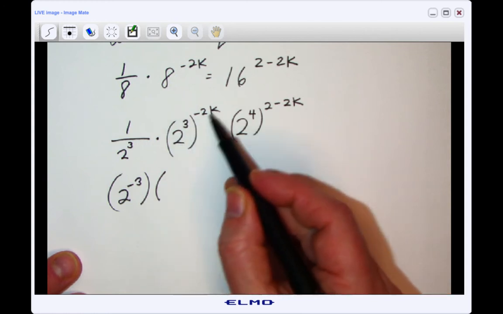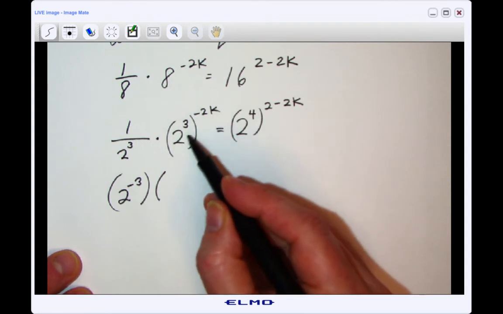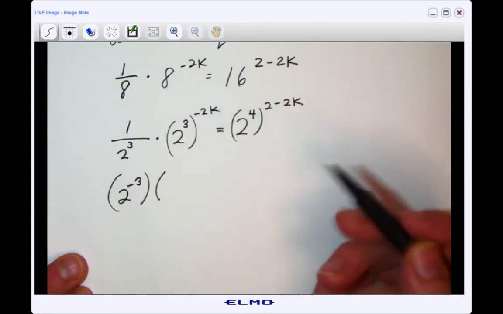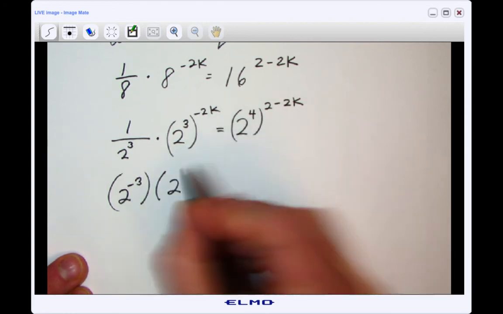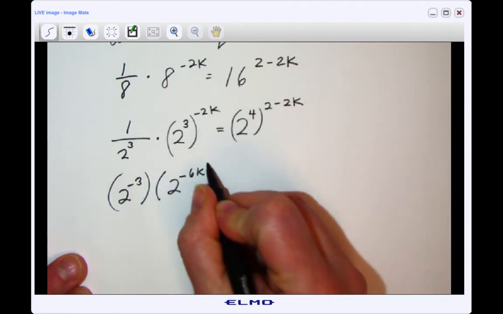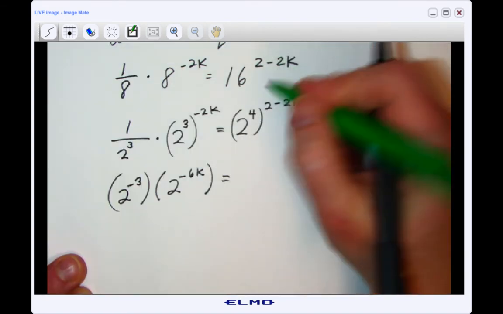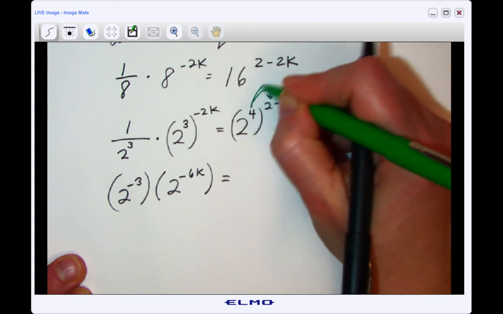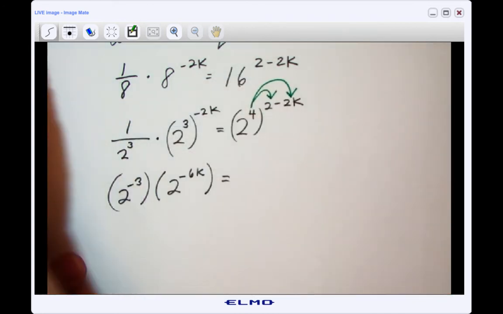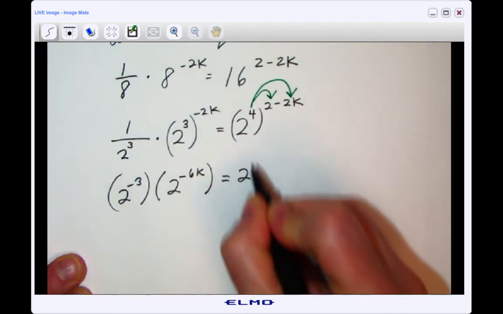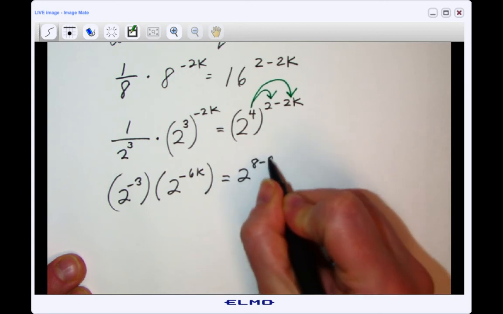Now this one I'm going to go ahead and simplify. And we have raising a power to a power. If you remember, when we raise a power to a power, that means multiply the exponents. Now over here I'm going to multiply also, but keep in mind that I have to distribute when I multiply here. So this is actually going to be 2 to the 8 minus 8k.